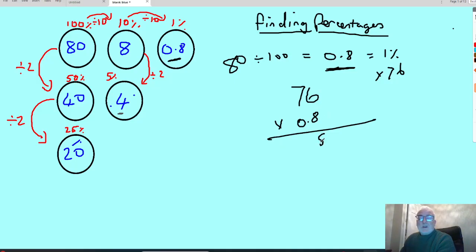So if I've got 0.8, I'm going to do 76 times 0.8. 8 times 6 is 48. 8 times 7 is 56. And then I'm going to add the 4. That gives me 60. And remember, we've got one decimal place, one number behind the decimal point. So my answer is 60.8.